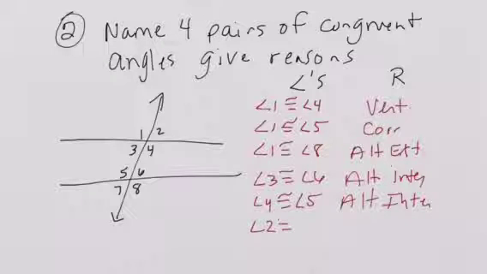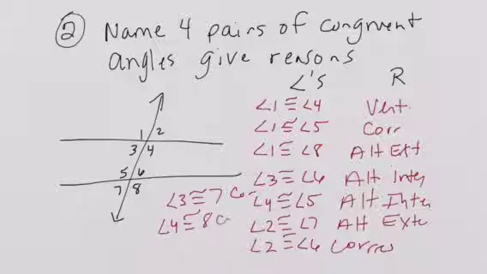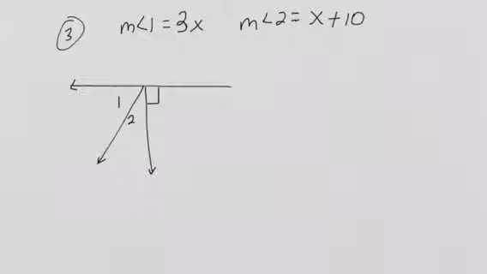Angle 2 is congruent to angle 7, alternate exterior angles. Angle 2 is congruent to angle 6, corresponding angles. Angle 3 is congruent to angle 7, corresponding angles. Angle 4 is congruent to angle 8, corresponding angles.